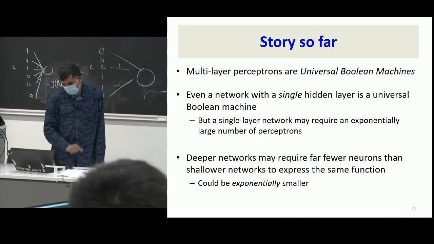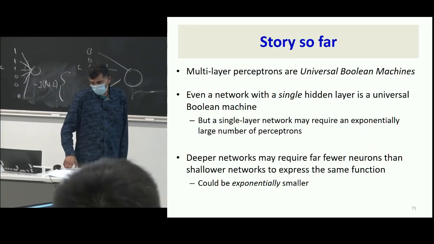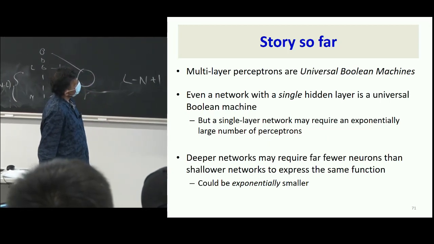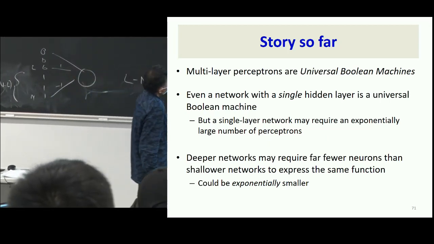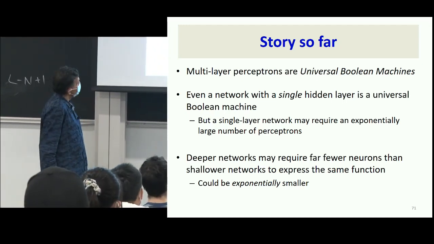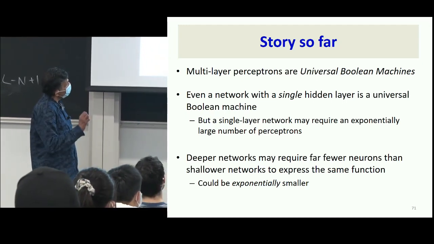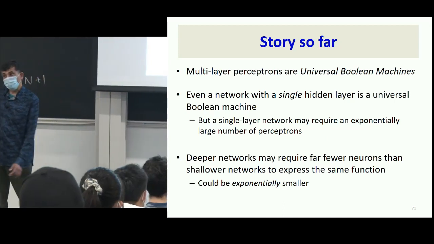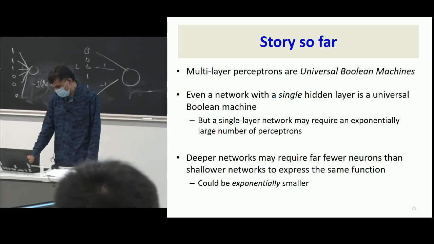Okay. So here's the story so far. Multi-layer perceptrons are universal Boolean machines. Even a network with a single hidden layer is a universal Boolean machine. But a single layer network may require an exponentially large number of perceptrons. So deeper networks may require far fewer neurons than shallower networks to express the same function. They could be exponentially smaller, right?